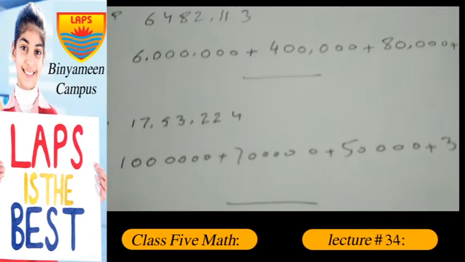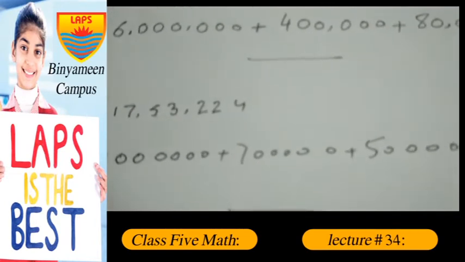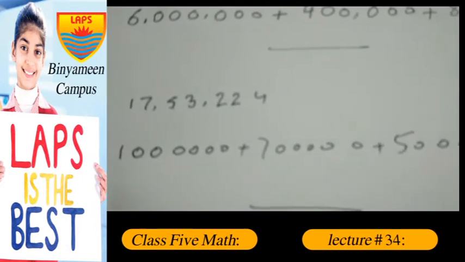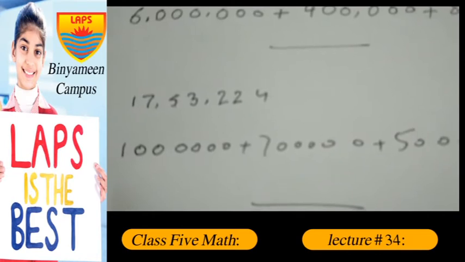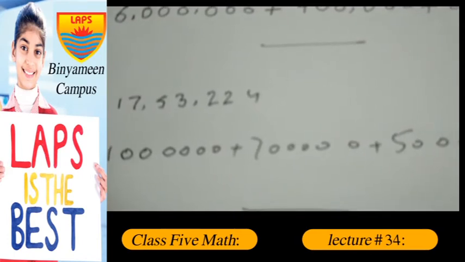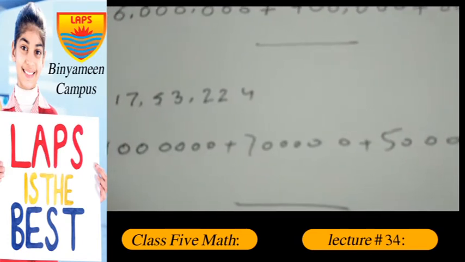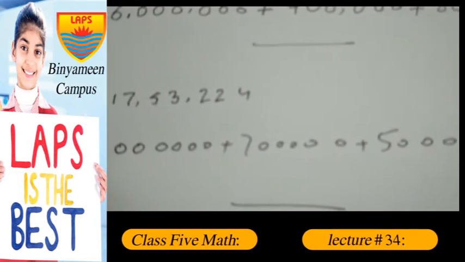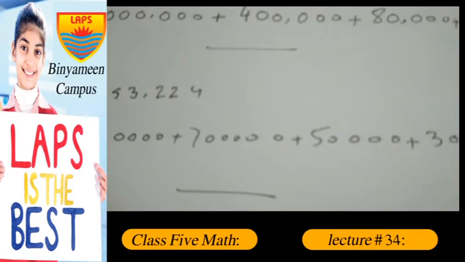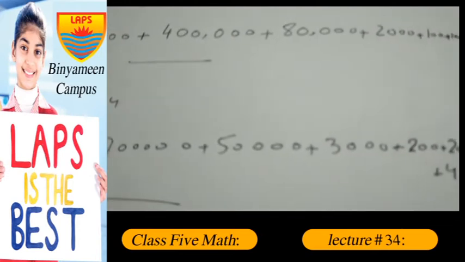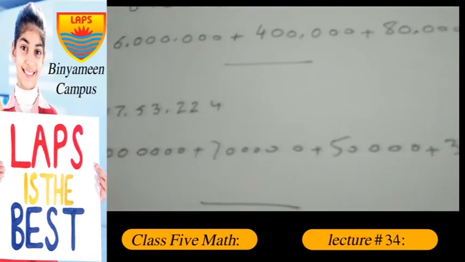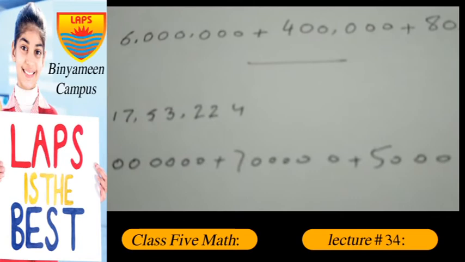Now you can write a similar case right here. 1, then write 1 2 3 4 5 6 60. Then 7 has 5 zeros. Sorry, 7 has 50, 5 has 40, 3 has 30, 2 has 20, and 2 has 10, and plus 4 has no 0. It is very easy to write in expanded form.